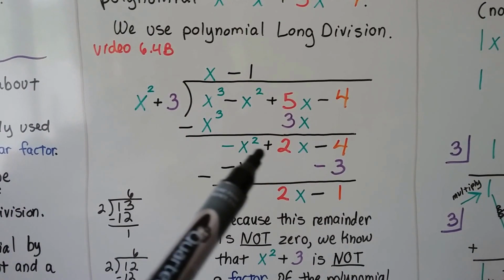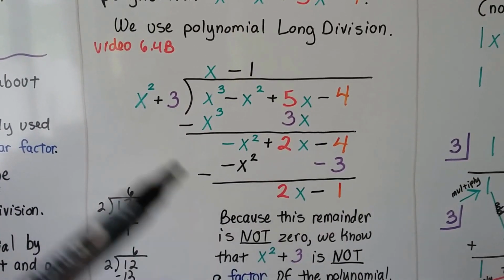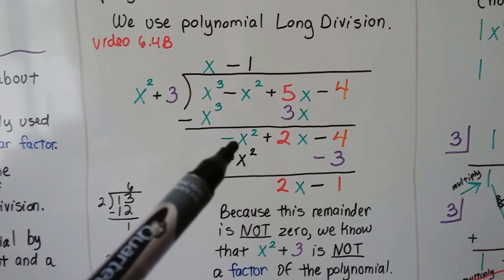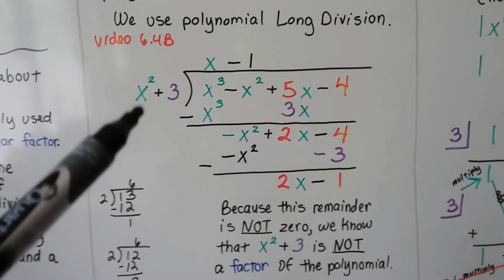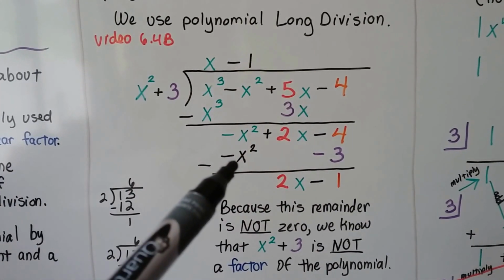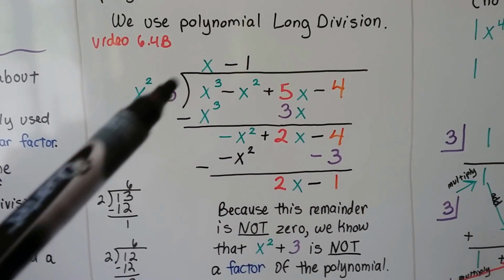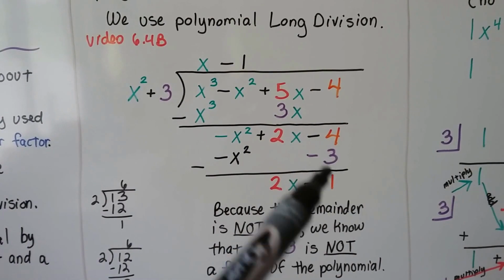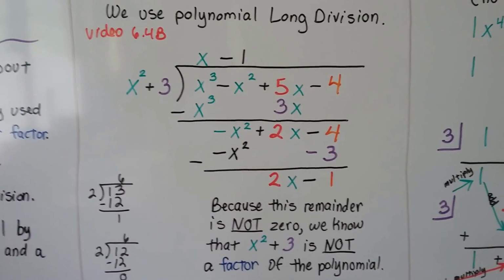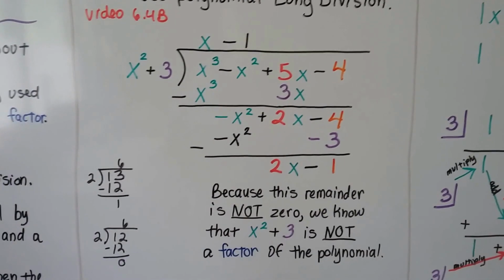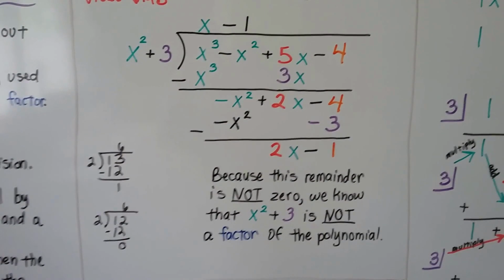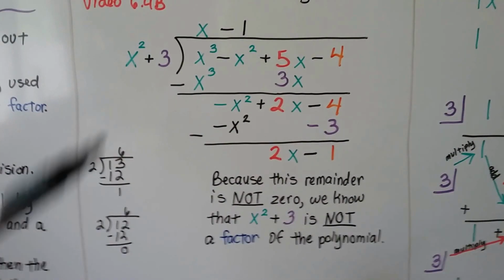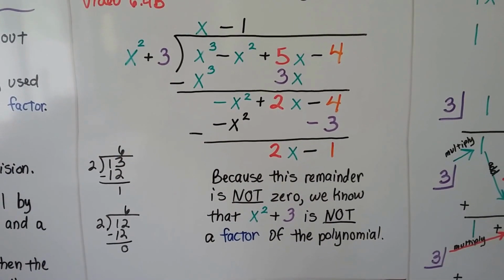We get negative x squared plus 2x minus 4. We ask ourselves, x squared times what gives us a negative x squared? Well, a negative 1. We multiply them together and get our negative x squared. And we multiply 3 by that negative 1 and get a negative 3, and we put it in its correct column with the constants. We do our subtraction and get 2x minus 1 as our remainder. Now, because this remainder is not 0, it's 2x minus 1, we know that x squared plus 3 is not a factor of the polynomial.